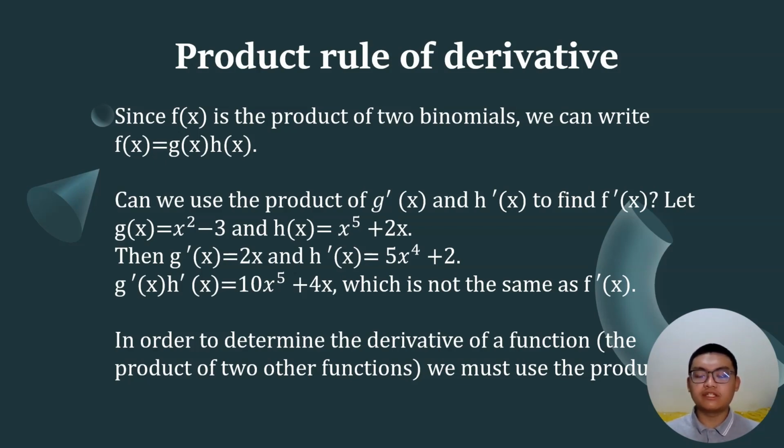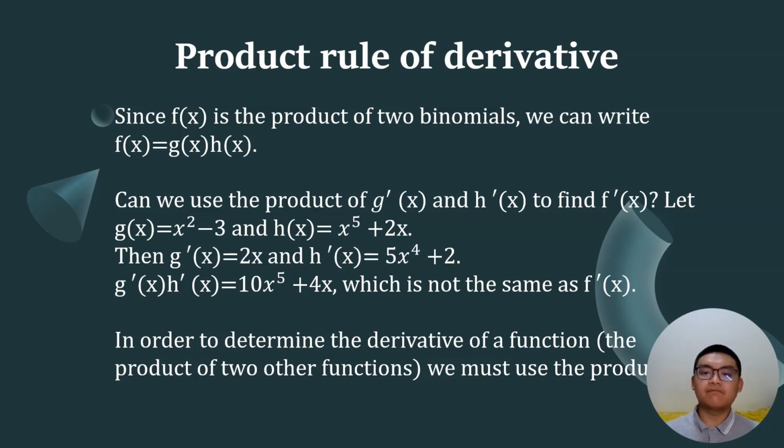In order to determine the derivative of a function that is the product of two other functions, we must use the product rule. The product rule states that f prime of x equals g prime of x times h of x plus g of x times h prime of x.